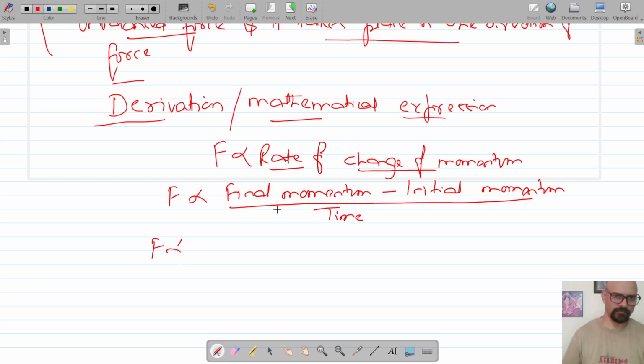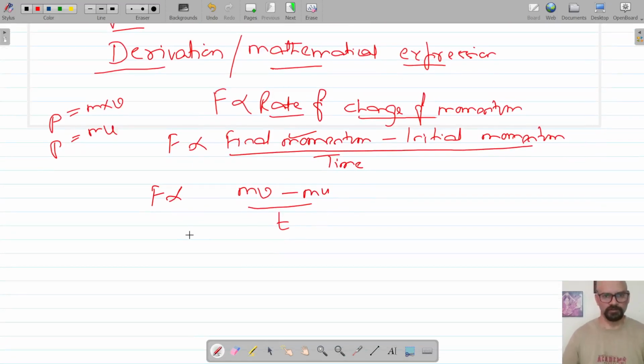Now, the momentum is denoted by P, and the formula for momentum is P equals m into v. For the final momentum, let's take the final velocity v, and for the initial momentum, that would be equal to m into u, and for time, it's t. So this becomes F is directly proportional to, taking m common, m times (v minus u) by t.